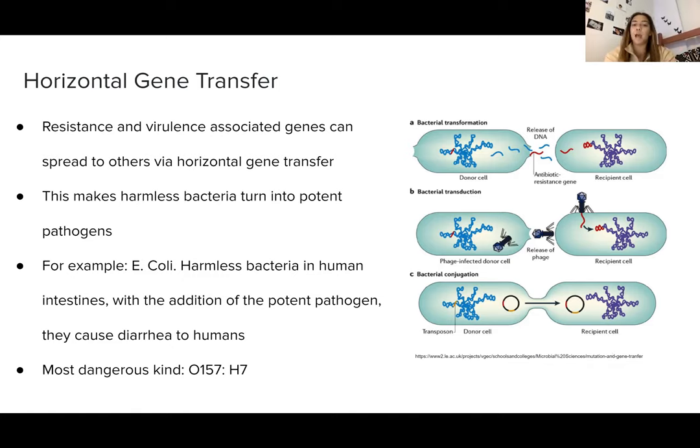An example of that is E. coli, which is a harmless bacteria in human intestines. And when the potent pathogen is added, then diarrhea can be caused in humans. Next slide.